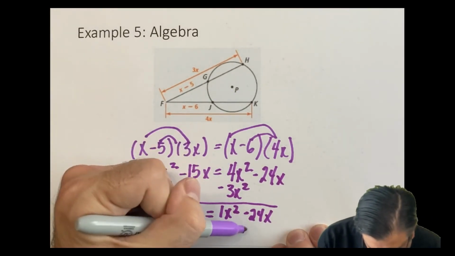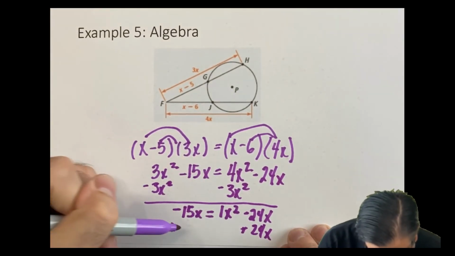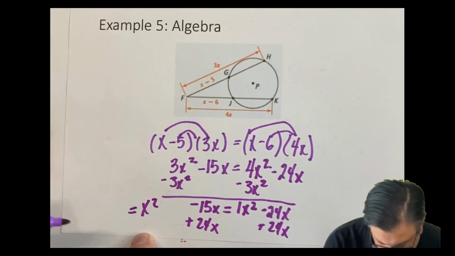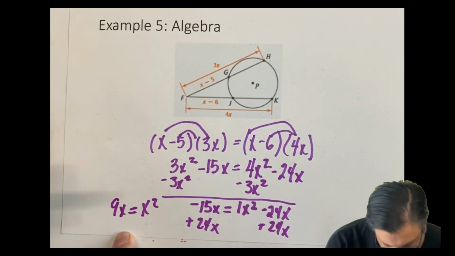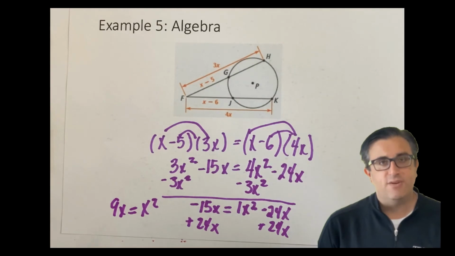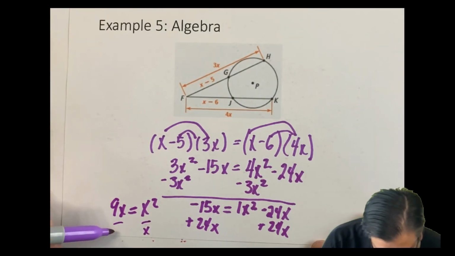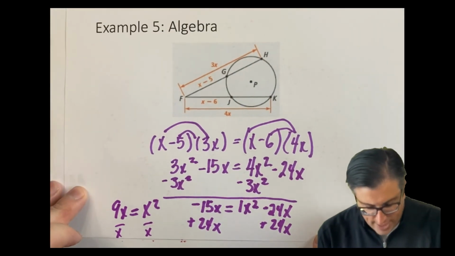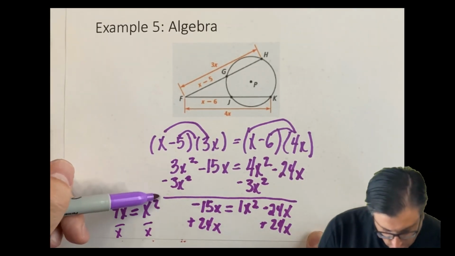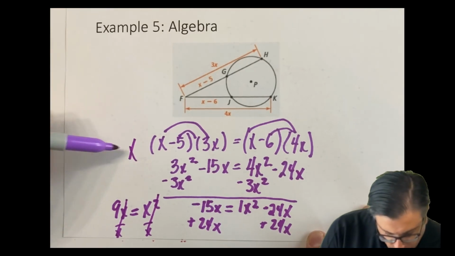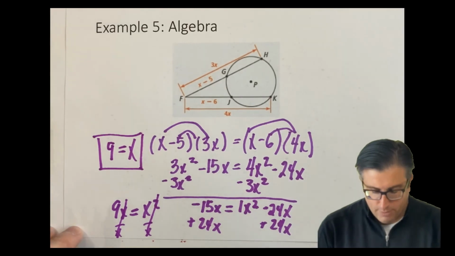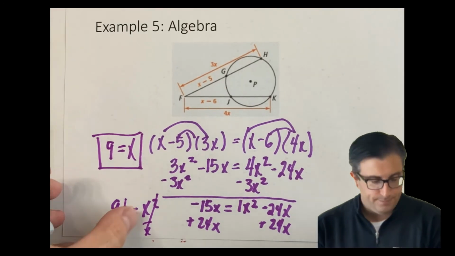So now I'm going to add 24x to both sides, and I get x squared equals 9x. The reason this problem is okay is because now the x's are going to divide each other. I'm going to divide both sides by x. The reason you can do that is because there's an x on the left and an x on the right, so they cancel each other out, and I'm left with the fact that x equals 9. So in that problem, x equals 9.